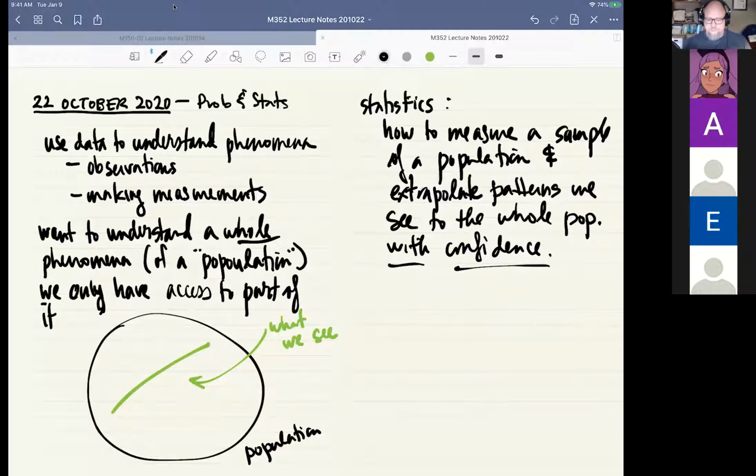Okay, and so the first thing that we have to do as statisticians is make sure that the way we're choosing this slice gives us a good sample.